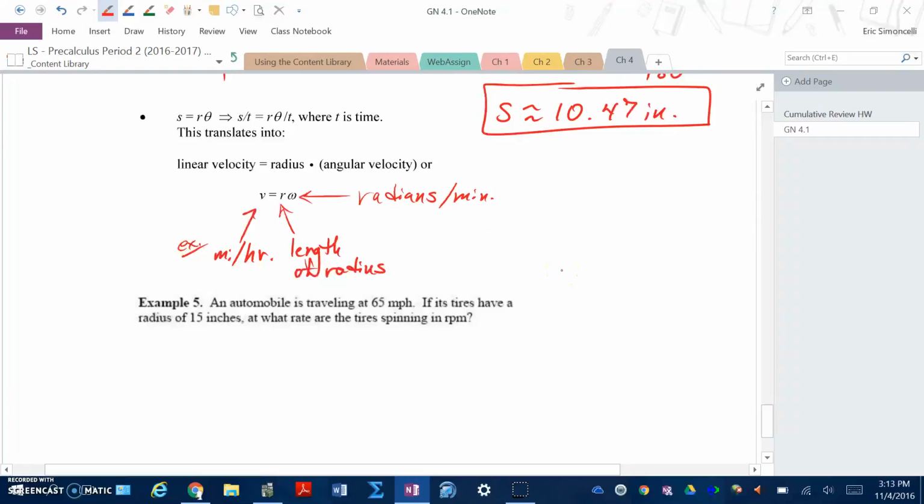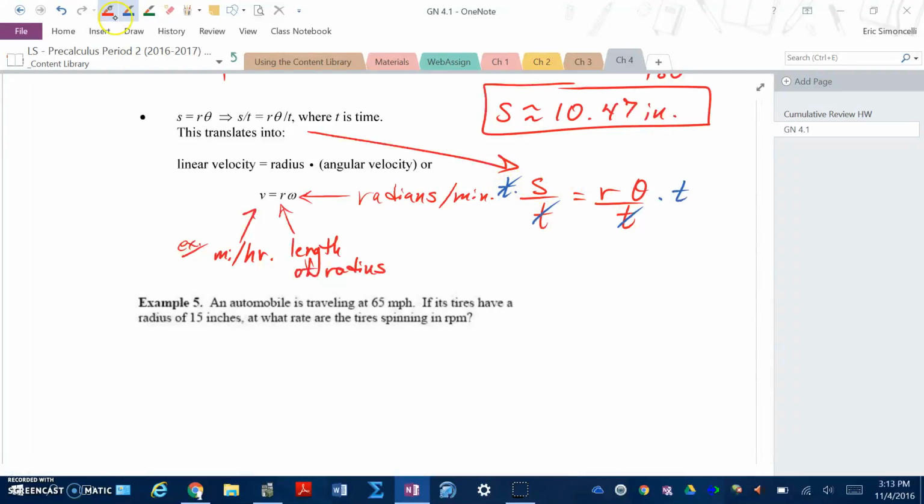To make better sense out of the s over t formula from back here, we'll say that s over t is equal to r theta over t. If I were to cross multiply both sides by t, we'll see then that you have the formula s equals r theta. So if you're wondering where it came from, that very much, as you should already know, is the derivation.